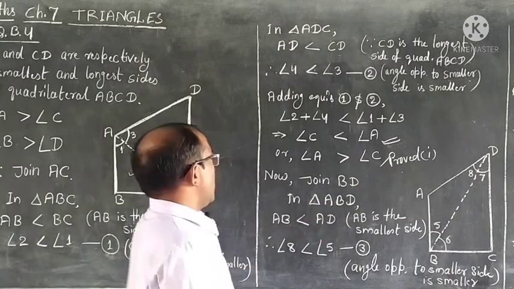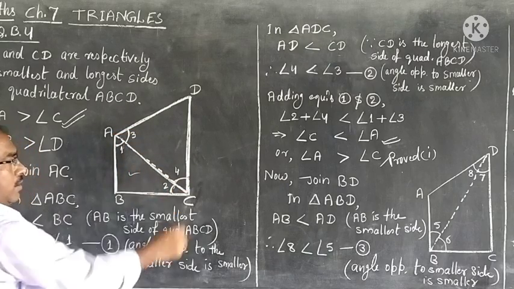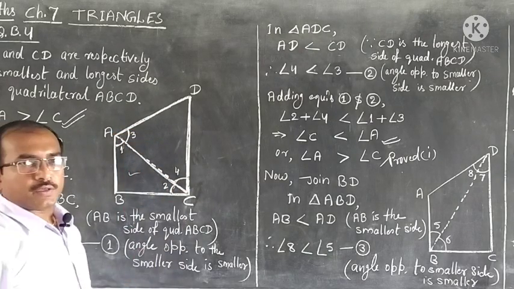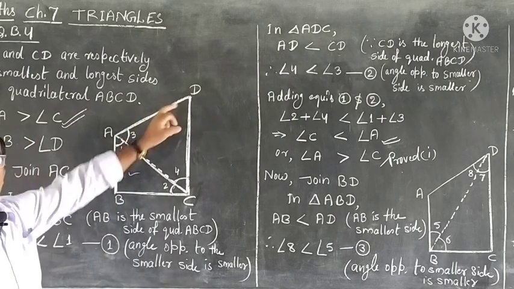The first one we proved by joining the first diagonal, and the next one we will prove by joining the other diagonal. Now, once more we will draw the figure. We have to prove now B and D, which is smaller and which is greater.